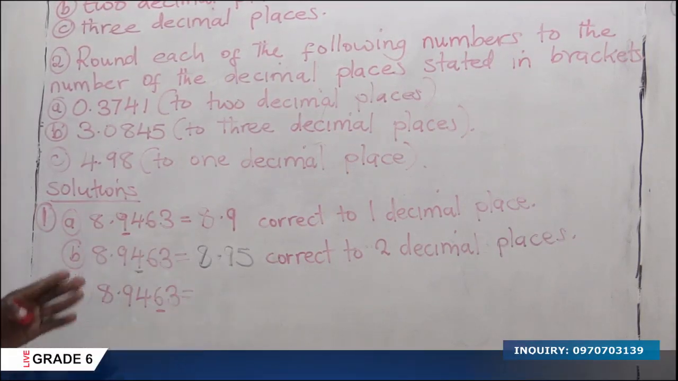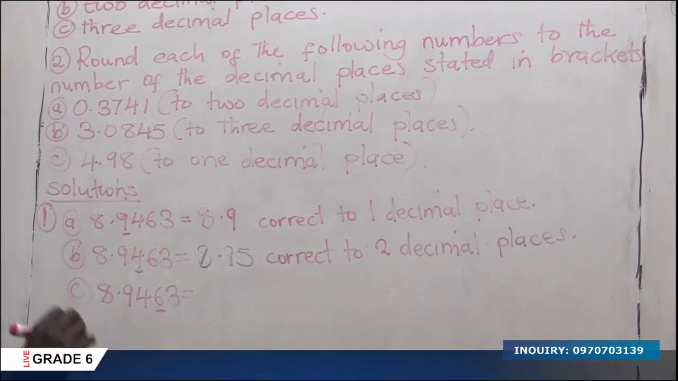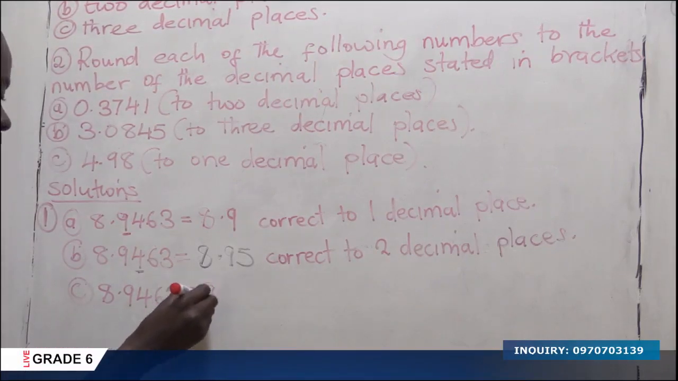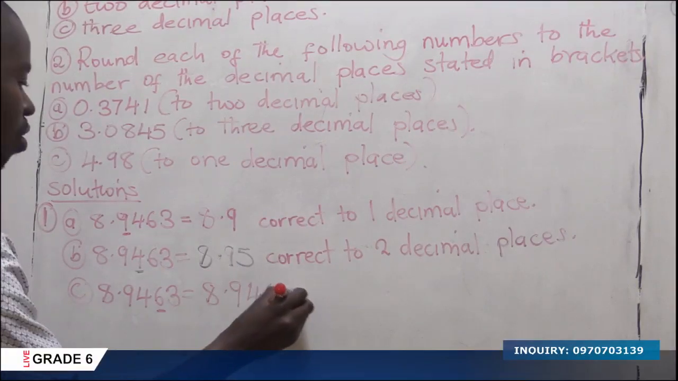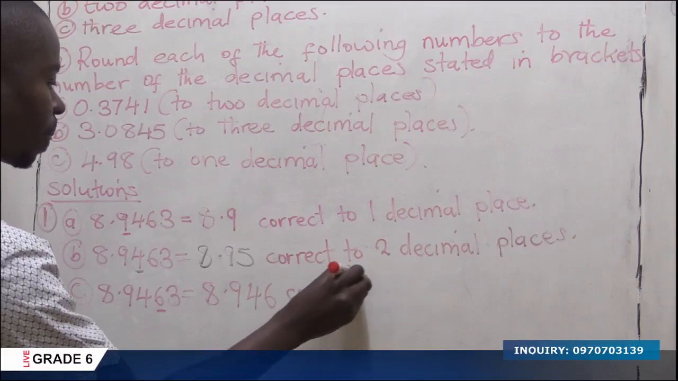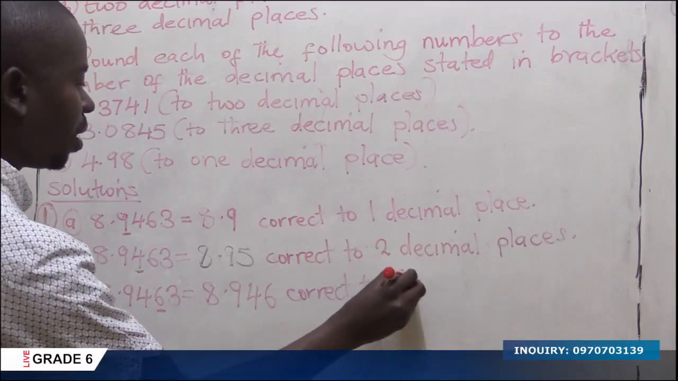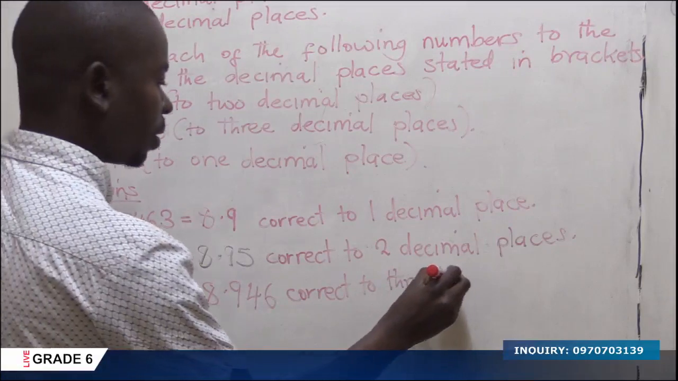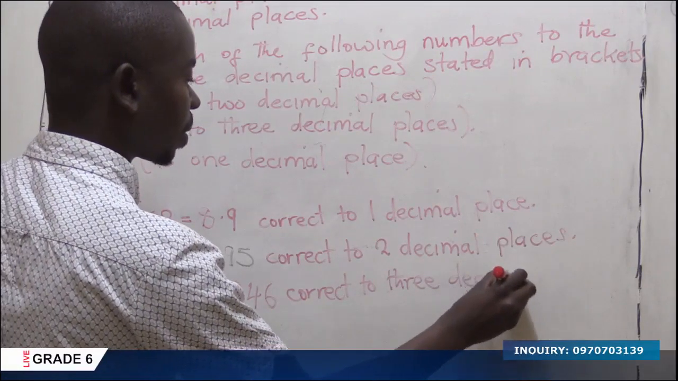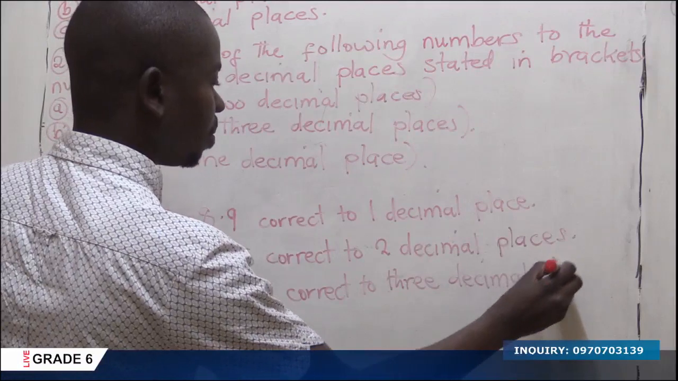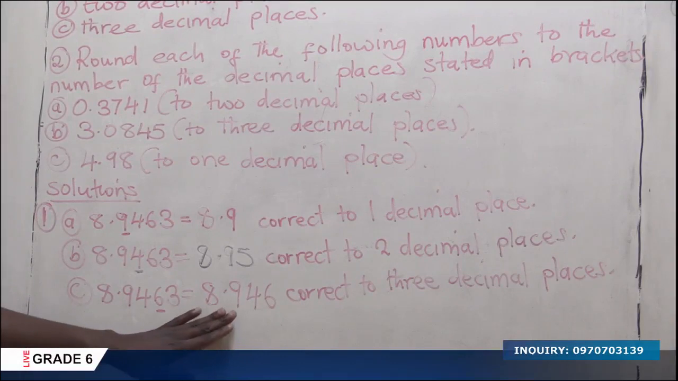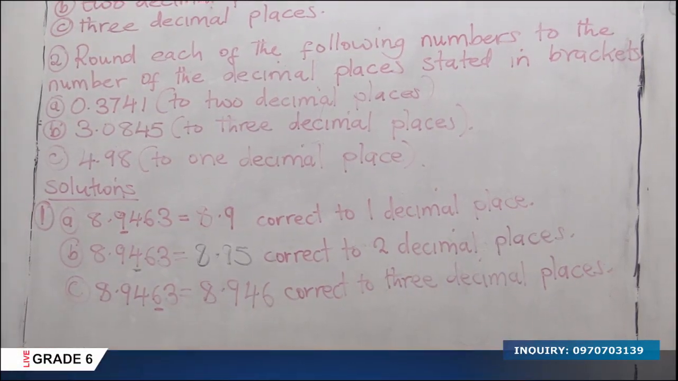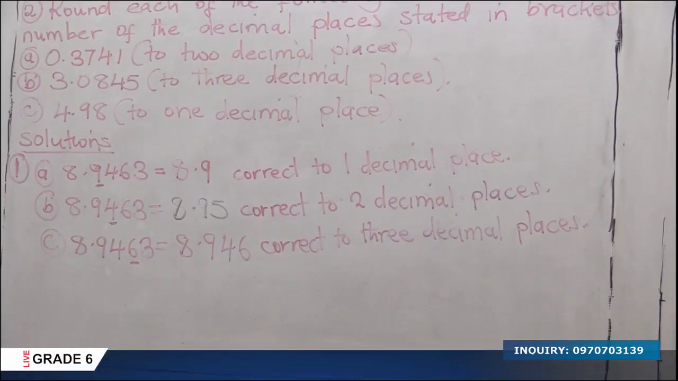Is 3. And I said numbers between 0 and 4, you don't round off. Okay, you don't round off. So our answer will be 8.946 correct to 3 decimal places. Okay, the answer will be 8.946 correct to 3 decimal places.